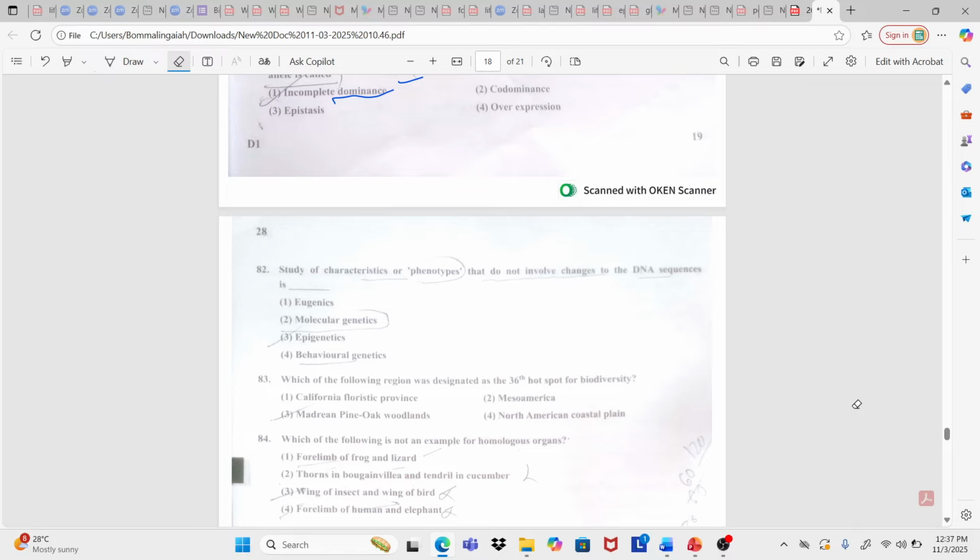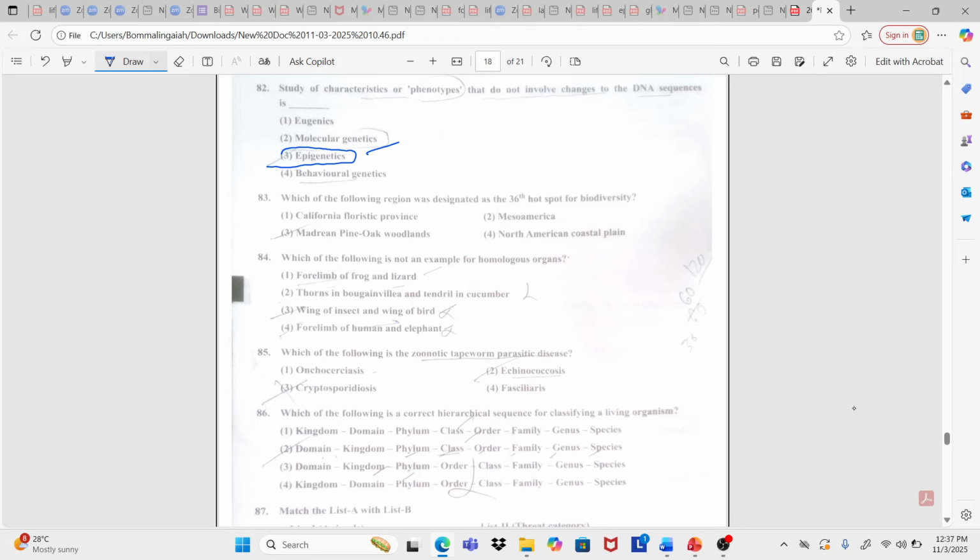Study of the characteristics or phenotypes that do not involve changes to the DNA sequences. That means molecular genetics. Correct one. Epigenetics is the correct one. The another question.